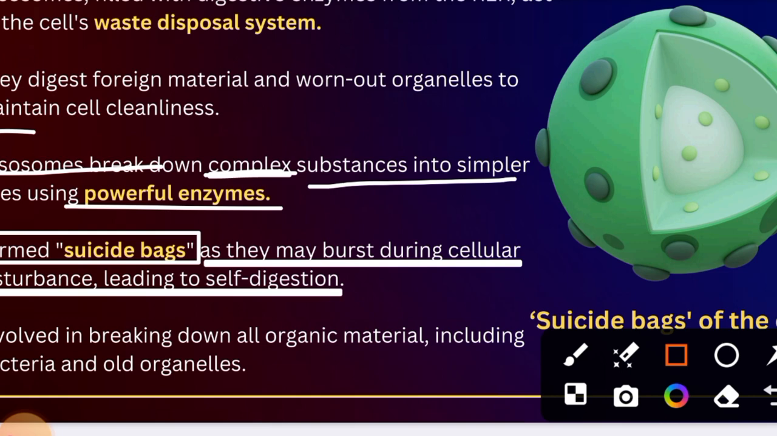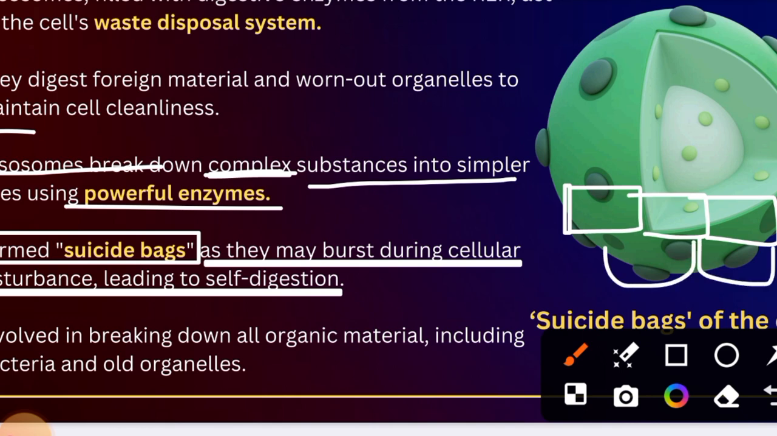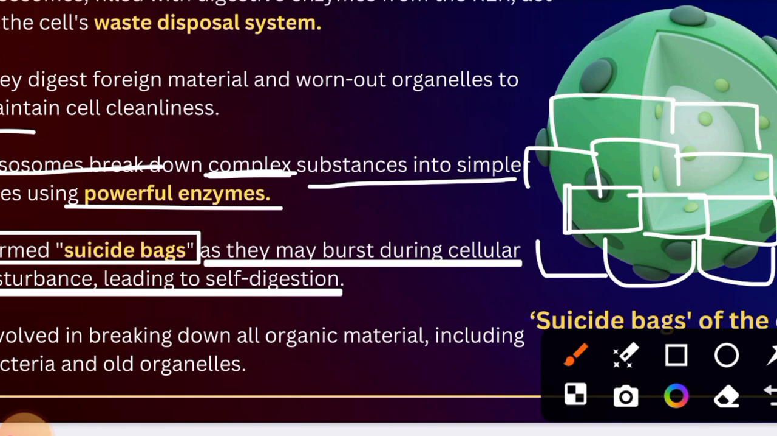Now, why are they called suicide bag? Because whenever there is any cellular disturbance, whenever the cell thinks that something is disturbing it or any foreign material has entered, then the cell passes all these foreign things inside lysosome, and lysosome totally attacks them, it breaks them into pieces. And also, for example, here are some cells, and inside them one cell is damaged.